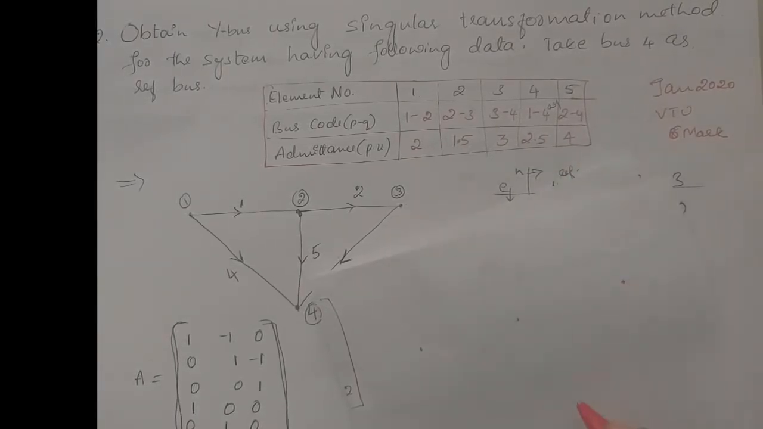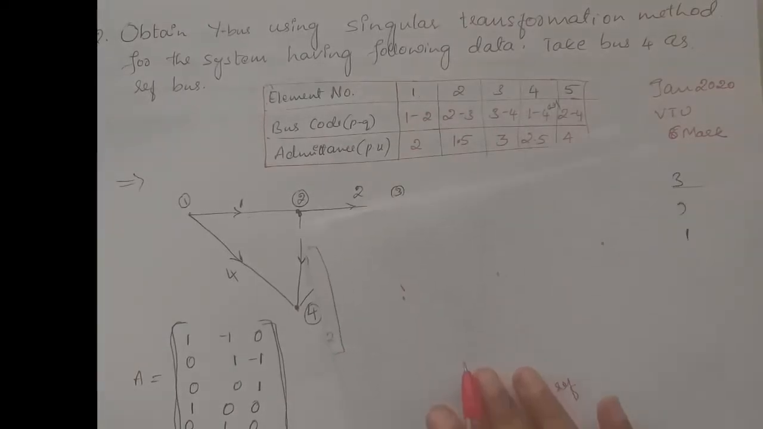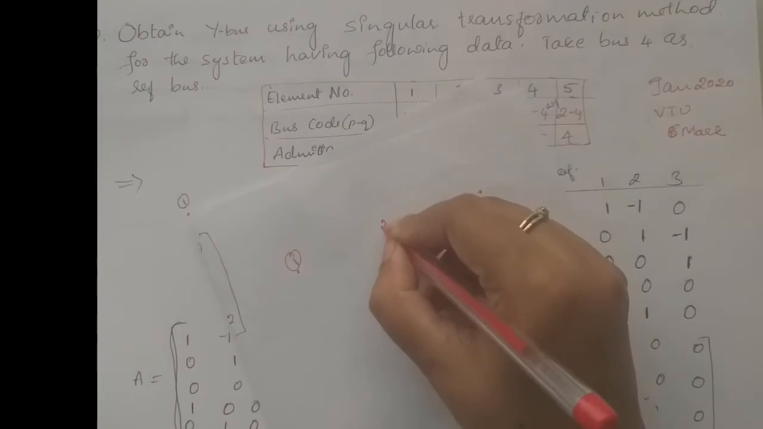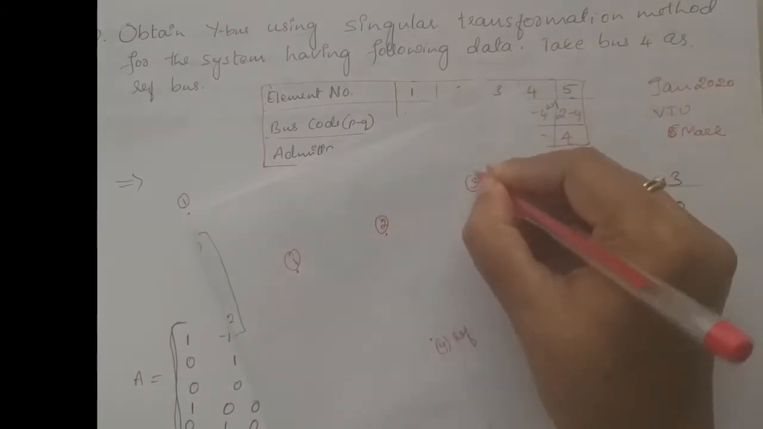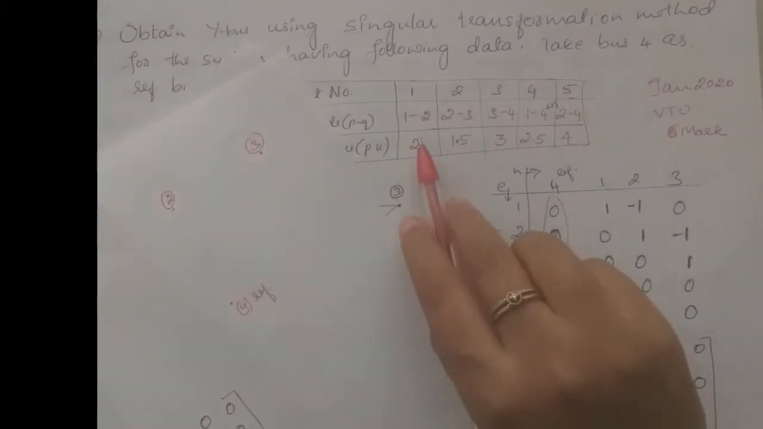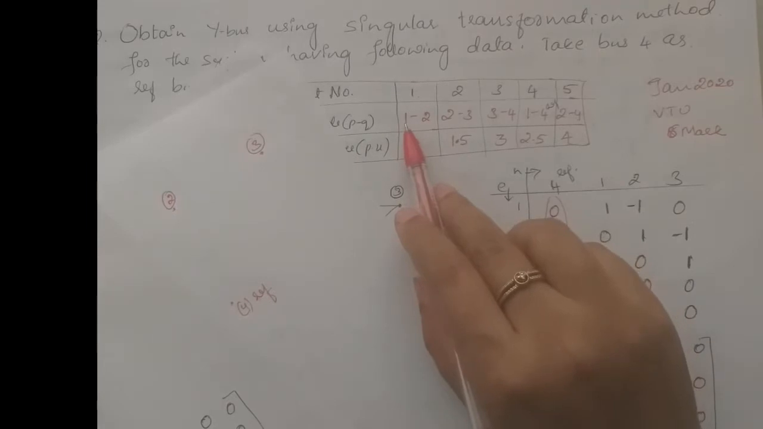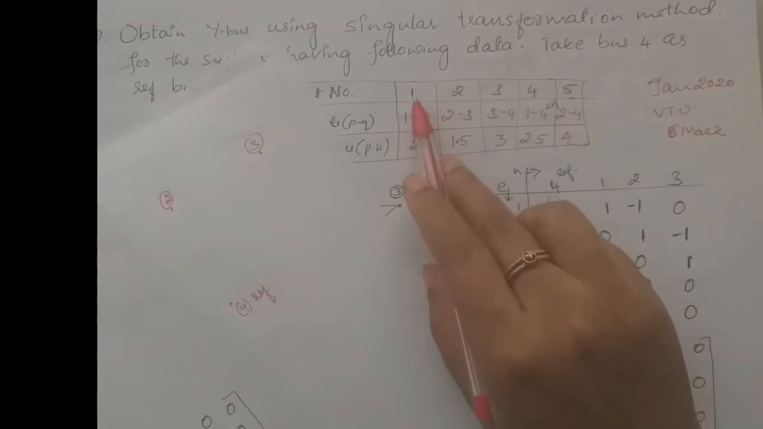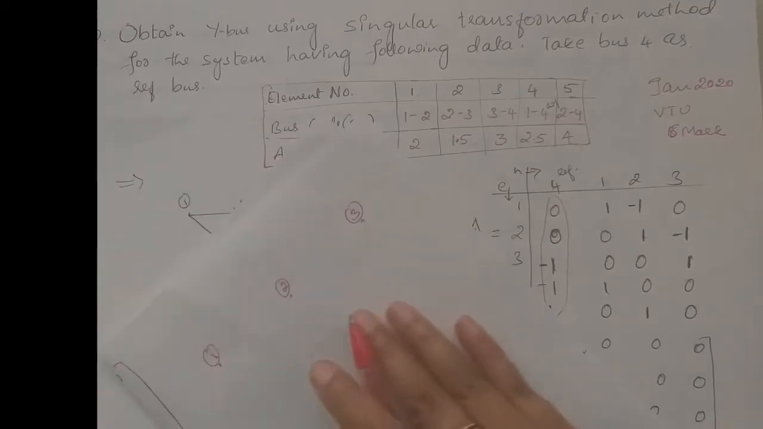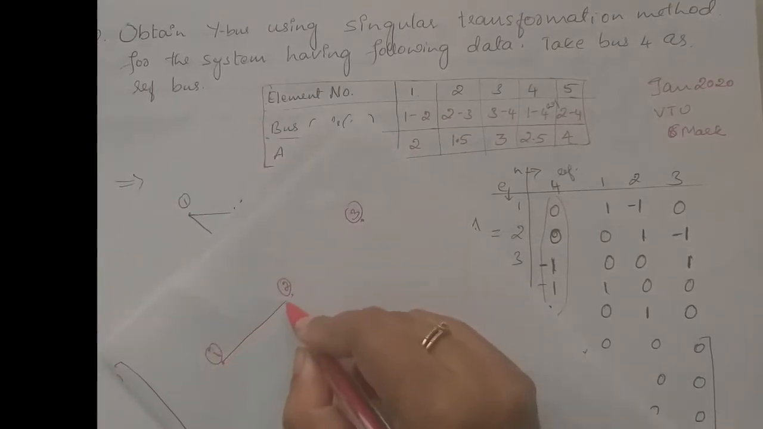Okay, fourth bus is a reference bus, so let it be downwards here. Okay, and first bus, second bus, third bus. Okay, check, do we have connection from 1 to 2? See, we have connection from 1 to 2. The element 1 is connected from 1 to 2. So draw the line segment from 1 to 2.